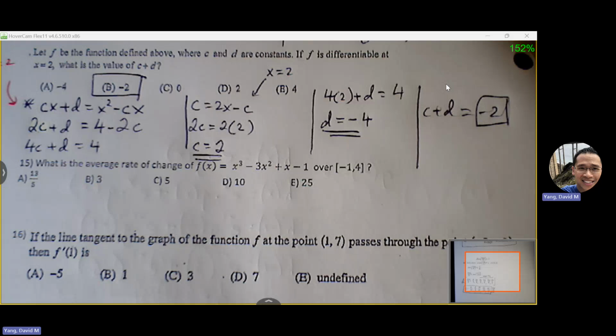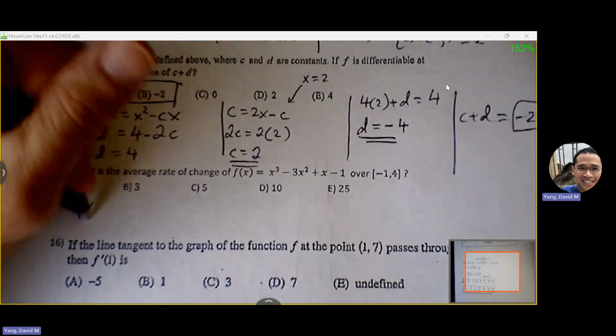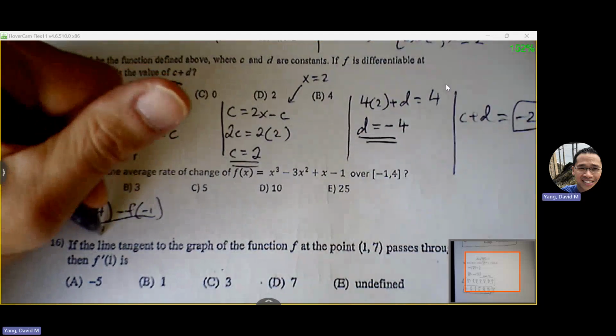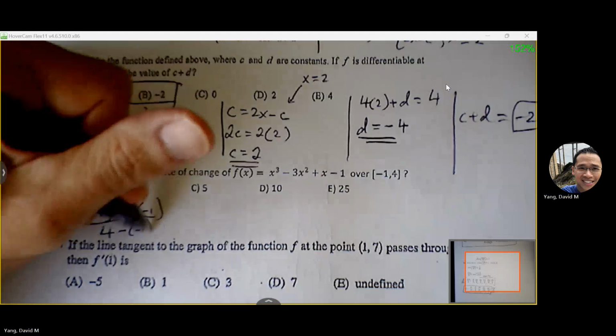$15, what is the average rate of change? No calculus here. We're just finding slope. So average rate of change is just f of b minus f of a over b minus a.